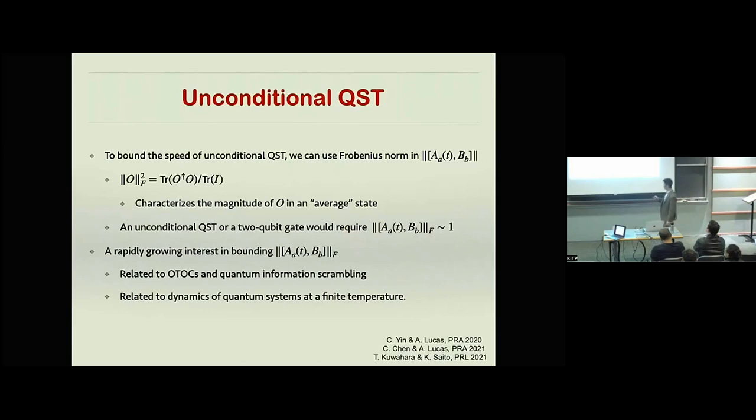Okay, I also want to mention that there's a lot of growing interest in bounding the Frobenius norm of this commutator, because they're actually related to quantum information scrambling. They're related to dynamics of quantum systems at finite temperature. So they have a lot more interesting applications.